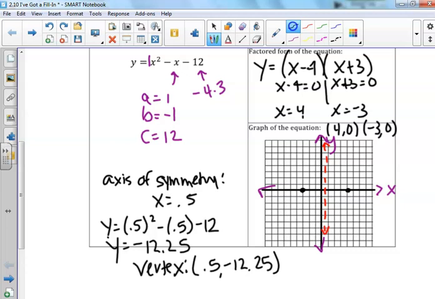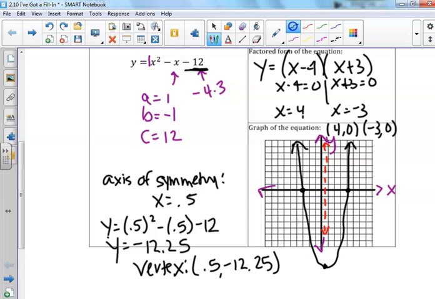Now that'll be off my grid, but I'm just going to estimate: 2, 4, 6, 8, 9, 10, 11, 12, approximately down here. We also know that this c value, which is -12, will be our y-intercept, which will be somewhere up here. So let's connect our parabola. A is positive, so we will be facing up. So number 1 is done. We have factored it and graphed it.